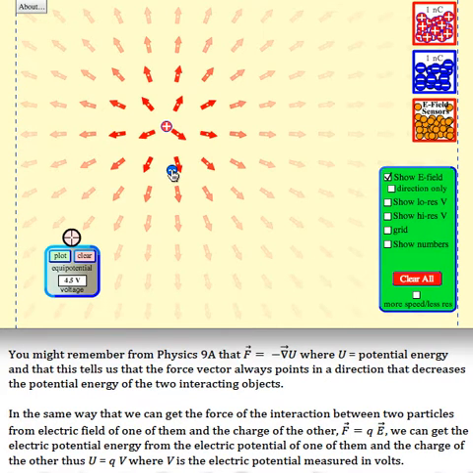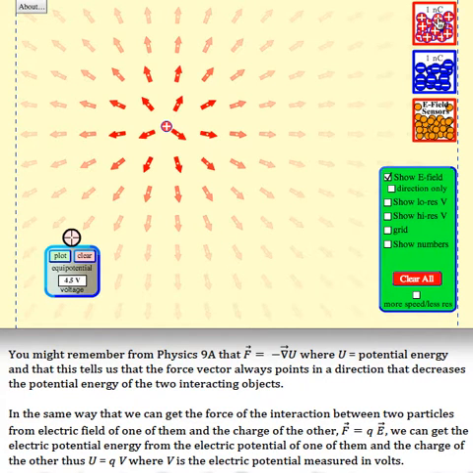I'll bring the negative charge back. The force vector on this negative charge points toward the positive charge. It's attracted to the positive charge. If the force vector points toward the positive charge, then the potential energy of this negative charge will decrease as it moves toward the positive charge. As it moves in the direction of the force, its potential energy will go down. If I pull it away from the force, its potential energy will be going up.